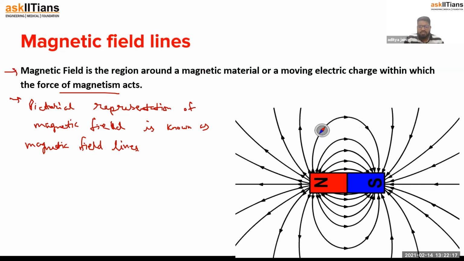Now there are some important properties related to magnetic field lines which we are going to see here. As you can see in this diagram, the first property: there is a north pole in a bar magnet and a south pole in a bar magnet. These are the field lines, and the arrows show the direction of the magnetic field. The magnetic field lines start from the north pole, go in a curvilinear path towards the south pole, and end at the south pole. So the first property is that magnetic field lines start from the north pole and terminate at the south pole.